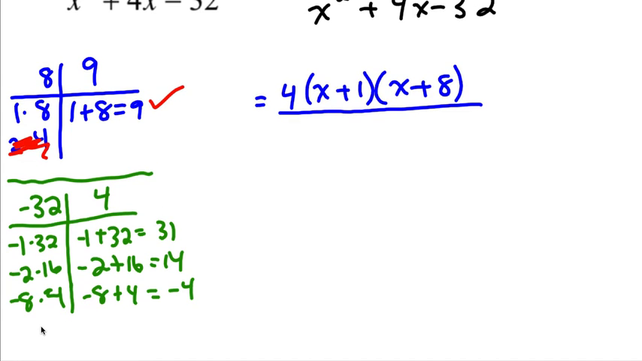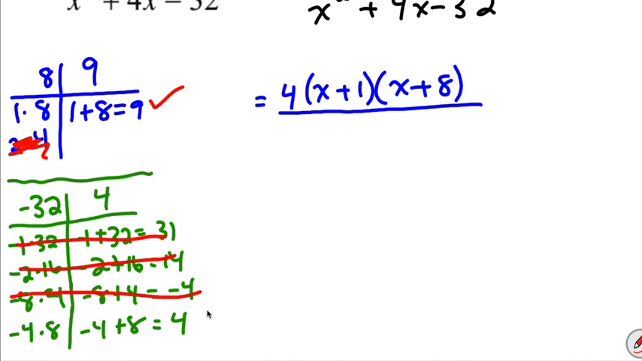So all we got to do is flip our signs. So we're going to make it negative 4 times 8. Negative 4 plus 8 gives us our positive 4. Okay, so I should have been crossing these out. That didn't work. That didn't work. That didn't work. I was close, but negative sign. So this is our correct answer.